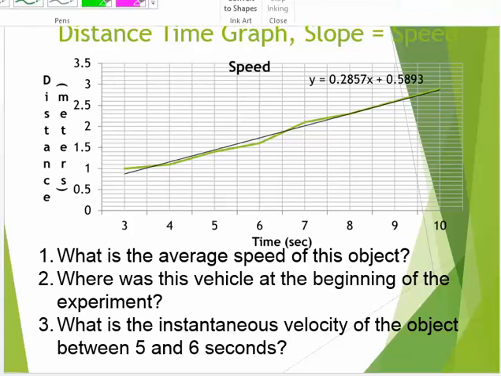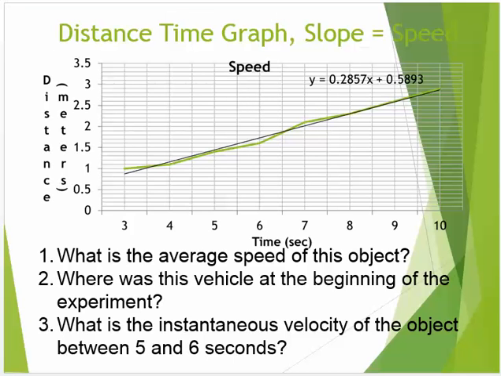So another way that we could rewrite this equation, I'm going to go back to my equation up here, is: what's on the y-axis? Distance. And this would be 0.2857, and instead of being x, I could put t. So what this means here is the distance is 0.2857.